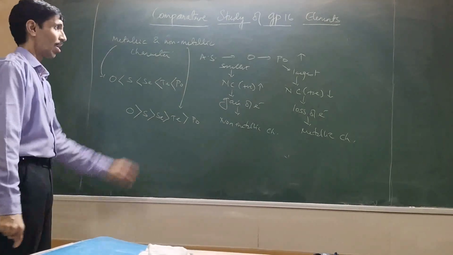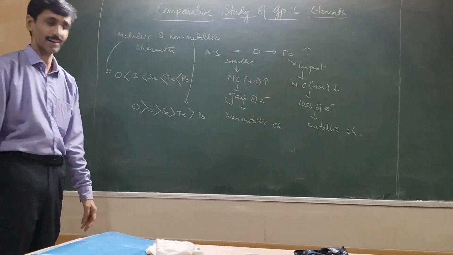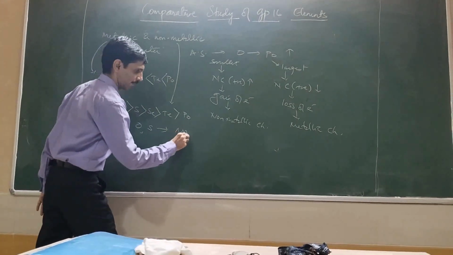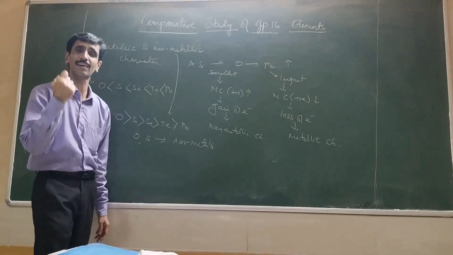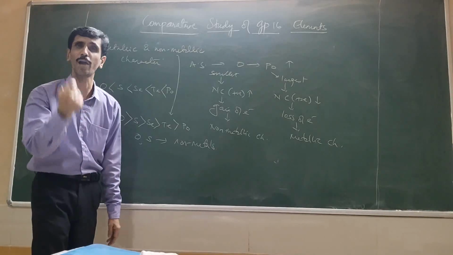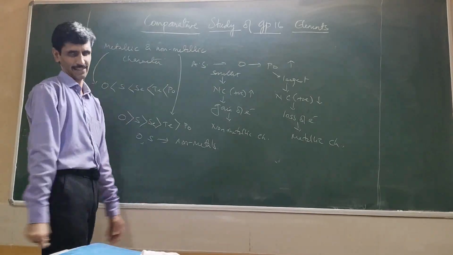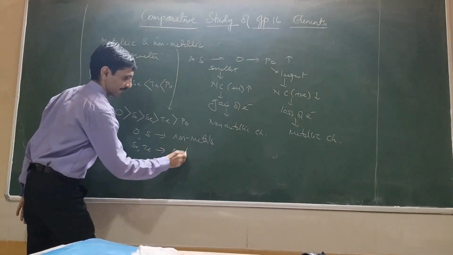So therefore, on the basis of this order, we can write down some conclusions as well. What are the conclusions? Oxygen and sulfur are distinctly non-metals. When I use the word distinctly non-metals, का मतलब कि वो हमेशा non-metallic character दिखाएगा, यानी वो metallic character नहीं दिखा सकता. Selenium and tellurium are metalloids.